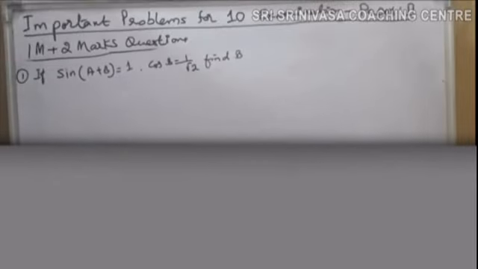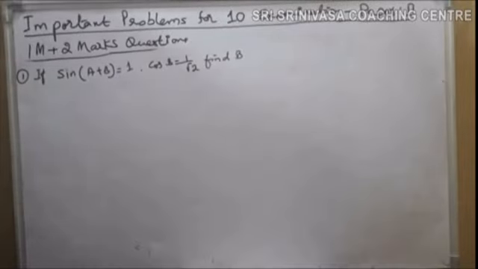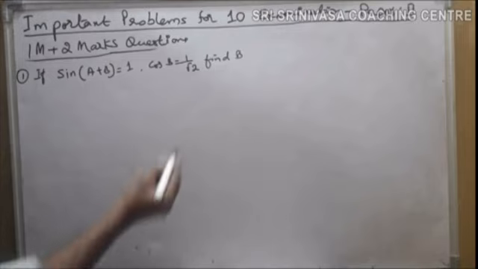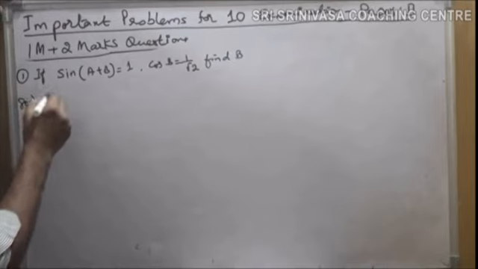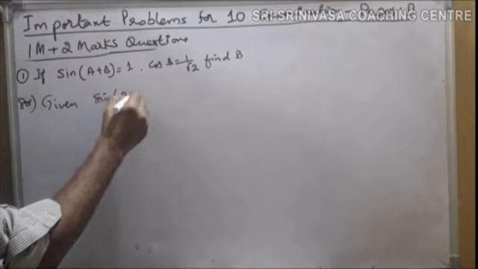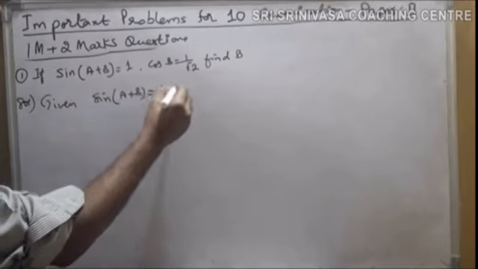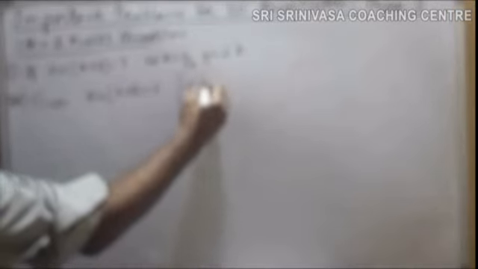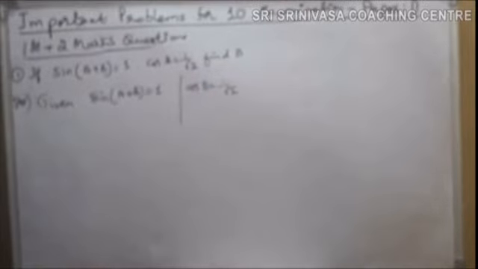Let us discuss some important problems for 10th board exams. Now these questions carry 1 or 2 marks. The first question is, if sine of a plus b equal to 1, cos b equal to 1 by root 2, find the value of b. So here given, sine of a plus b equal to 1 and cos b equal to 1 by root 2.